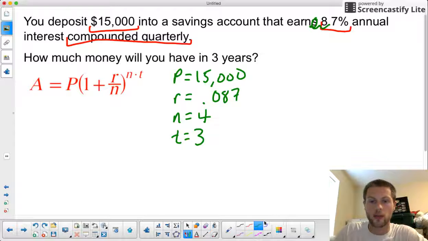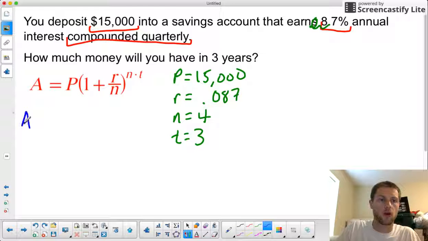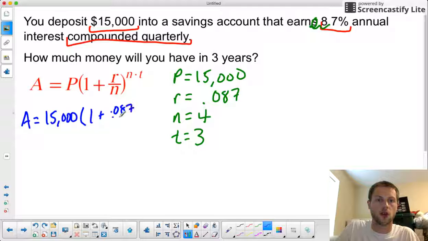So just like the last one, all we're going to do is take all of these values and plug them into their respective places in our formula here. So here we go. A is going to equal 15,000 times 1 plus 0.087 over 4, raised to the 4 times 3 power.